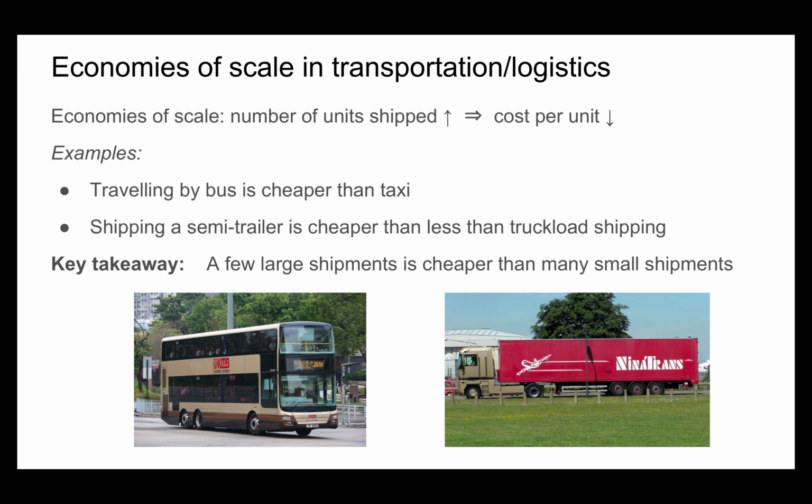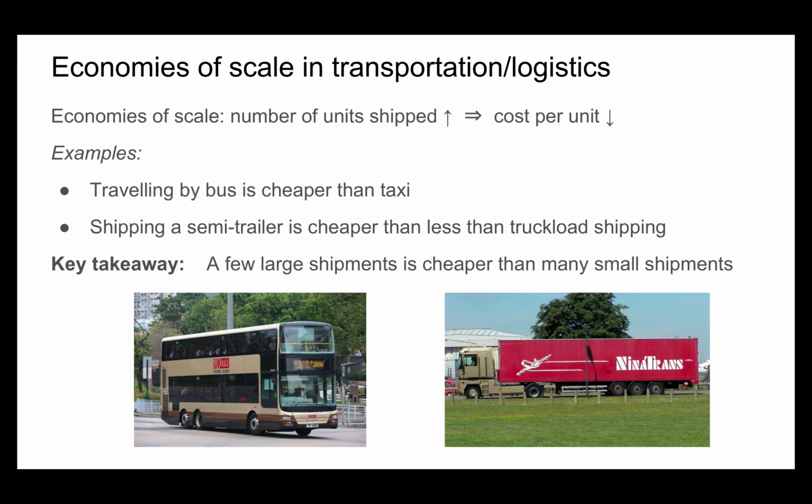The first example is that it is usually cheaper to take the bus than it is to take a taxi. The main reason for this is that the main cost of a bus or a taxi is actually the labor cost of employing the driver. And a single driver in a double-decker bus can carry a lot of passengers, maybe 80 to 100, whereas a taxi can only carry 4 to 5 passengers.